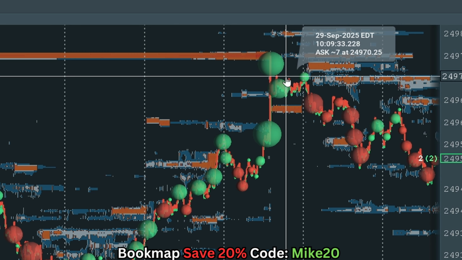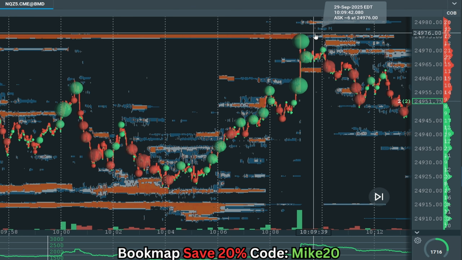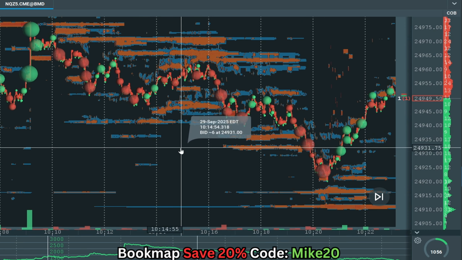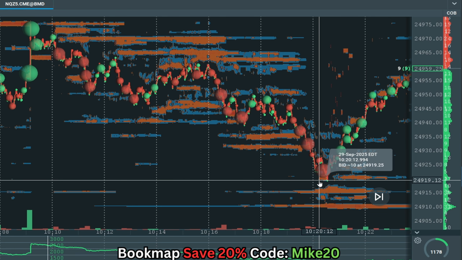And just to put this in context, if we were to short at the bottom of that bubble, we'd be getting shorted somewhere around 24,970. At the top of that bubble, you have your stop loss at 24,976. And just to put this in perspective real quick, from 970 all the way down here to the low, it went down to about 24,919.